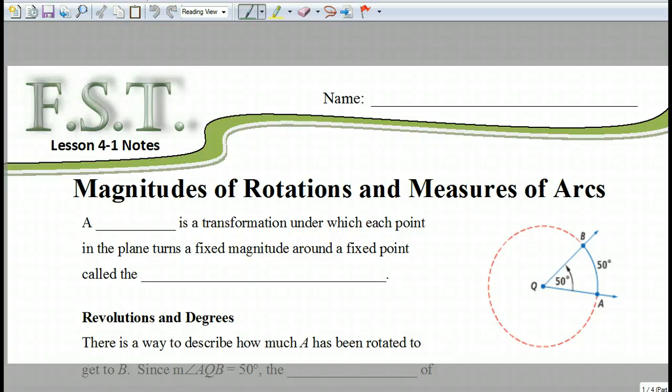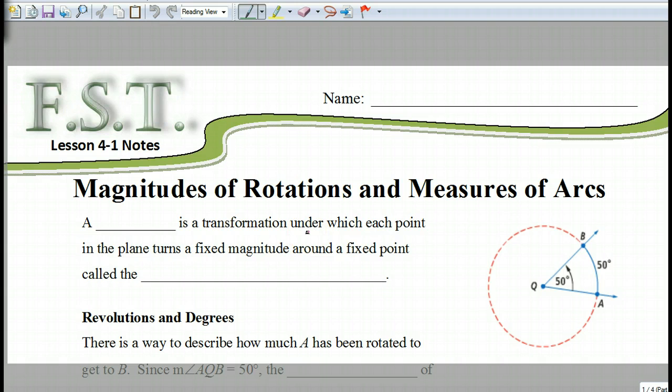So, the first part of Trig is, did you know that Trig has to do with circles? Yes. Not triangles. Actually, it has to do with triangles, too. It's both. Okay, so we are looking at circles today, however. We're not going to get to triangles yet. So, the first thing we want to look at is magnitudes of rotation and measures of arcs.